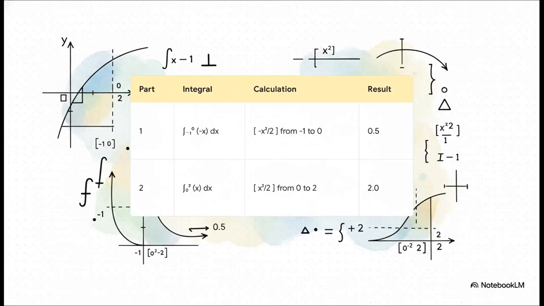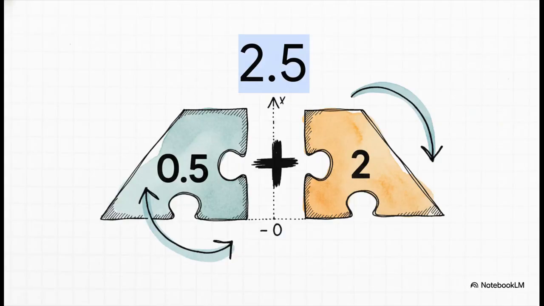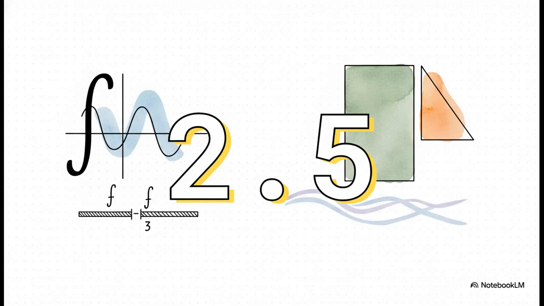Now, all we have to do is solve each of these little integrals separately using our shortcut. As you can see here, that first chunk, from −1 to 0, works out to 0.5. And the second chunk, from 0 to 2, comes out to 2.0. So, since we split the area up into two pieces to solve it, what do you think the last step is? You got it. We just add those two answers back together. We take the 0.5 from the first part and add the 2 from the second part. And there you have it. Our total area is 2.5. By just splitting the problem at its tricky spot, we made what looked like a really tough integral totally manageable.